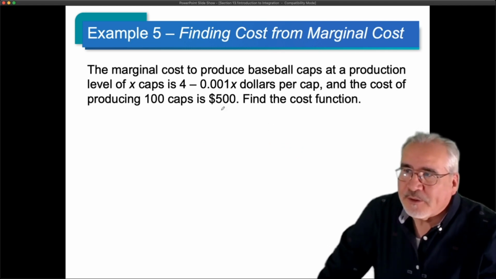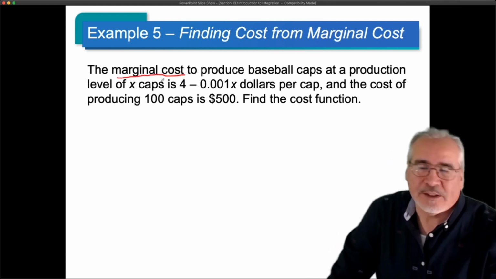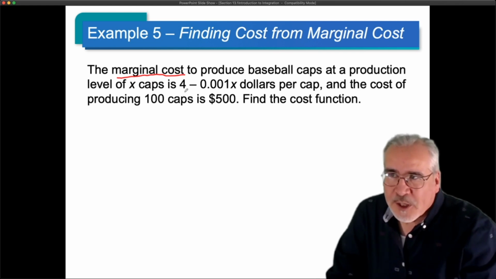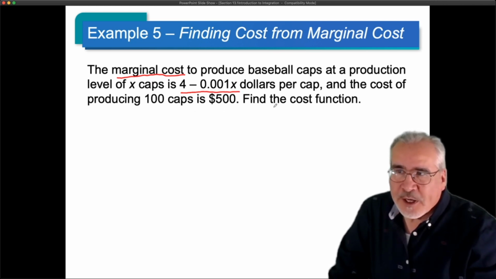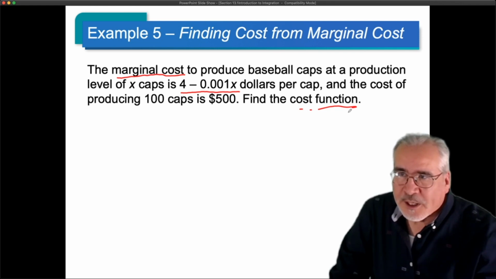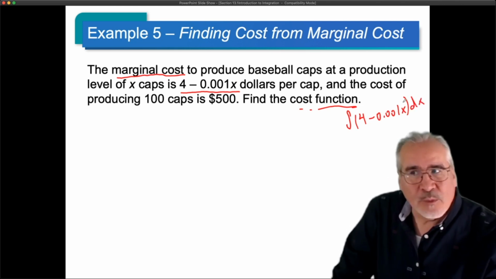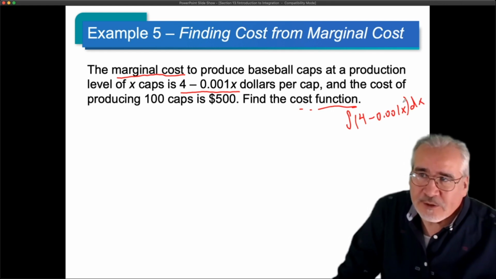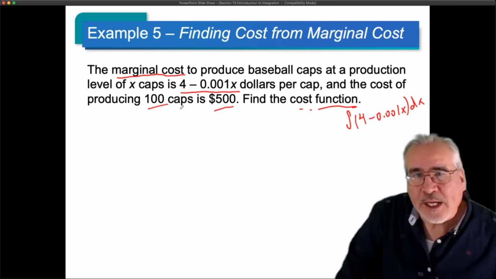Okay, here we're given a marginal cost to produce some baseball caps. Now remember, a marginal cost is a derivative. So we're given the marginal cost function, which is the derivative of the cost function. If we want to find the cost function, we now have that ability because we can integrate this. We'll treat this as two separate terms as we work through it, and we will get the cost function. Again, it'll be plus a constant, but we'll come back to this piece of information: 100 caps is 500, and we'll actually be able to find that constant.